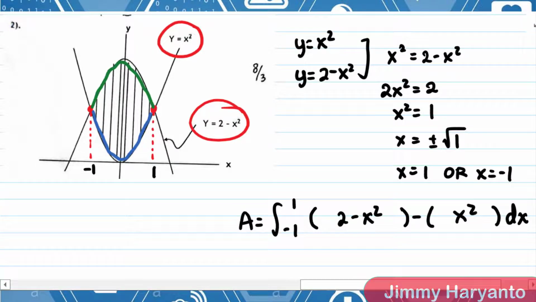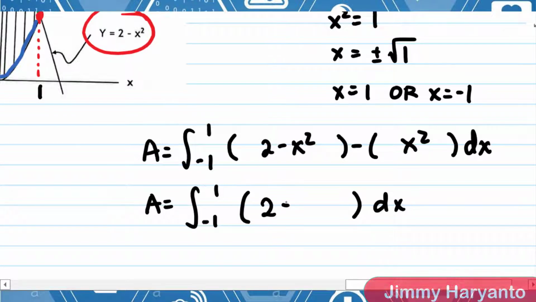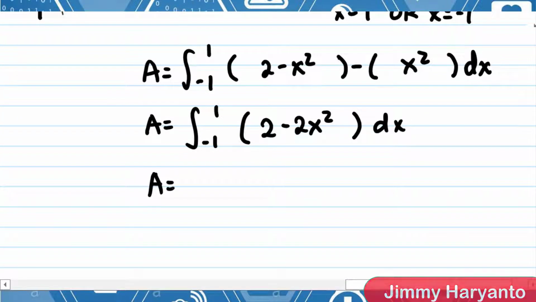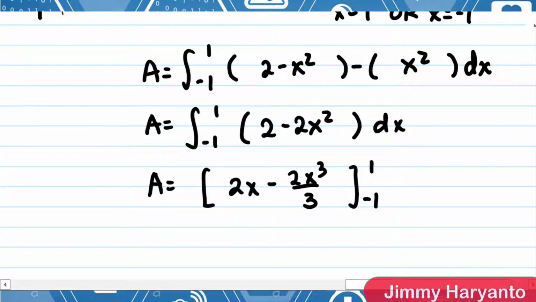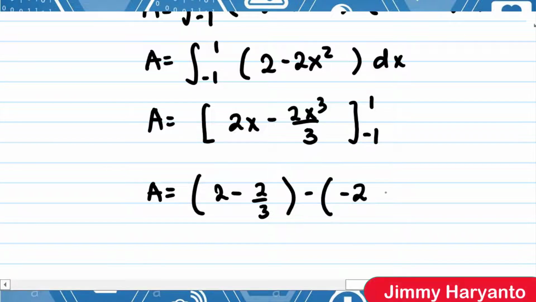The blue one is x squared. Okay, let's calculate this. So area equals integration from -1 to 1. We have to simplify it first: 2 minus x square minus x square, which is 2 minus 2x square, and then you can integrate it: 2x minus 2x to the power of 3 over 3, from 1 to negative 1, and then plug in the 1. You'll have 2 minus 2 over 3, and then plug in the -1, -2 plus 2 over 3.